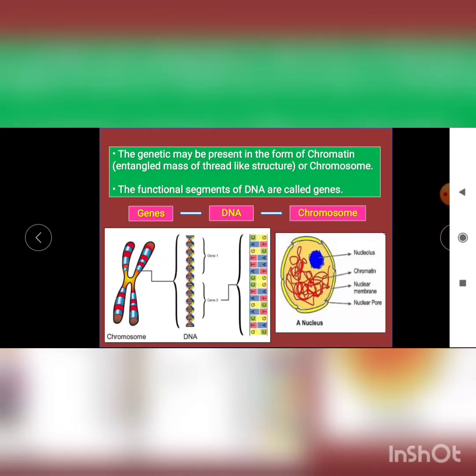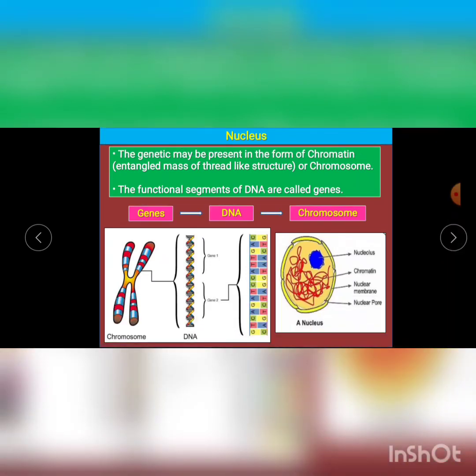Next we will see the genetic nucleus. The nucleus contains the genetic material, and the genetic material may be present in the form of chromatin, that is an entangled mass of thread-like structure, or chromosome.